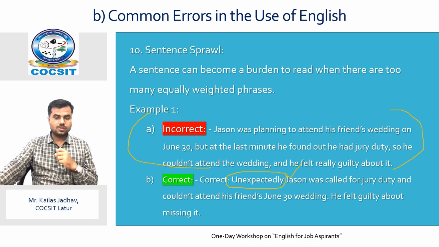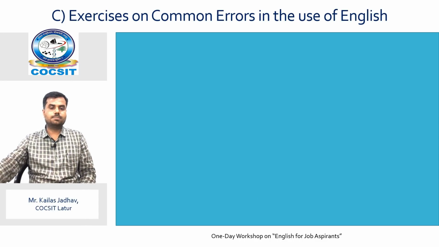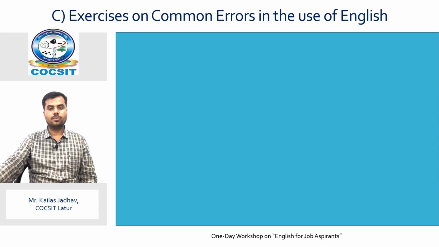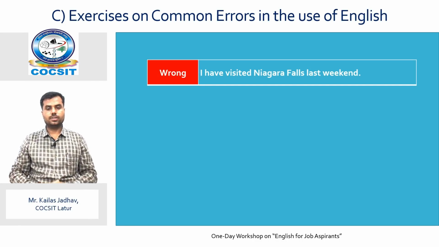Unexpectedly Jason was called for jury duty and couldn't attend his friend's June 30th wedding. So this is what the common errors related to the sprawl. Okay, sentence. So next, the last part of exercises on common errors in the use of English. Okay, let us have this last part of the session, common errors.